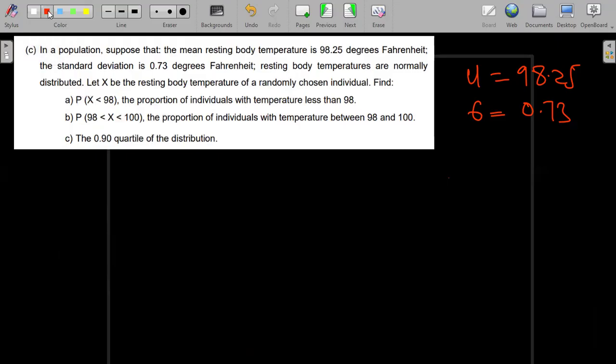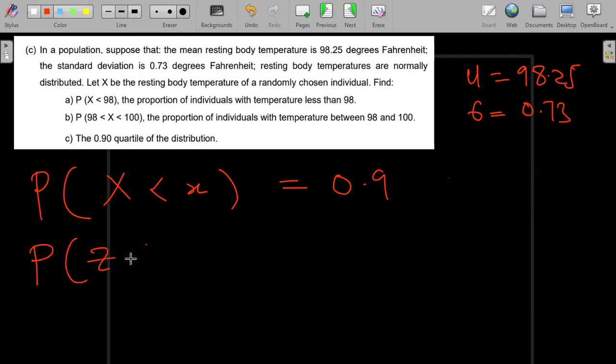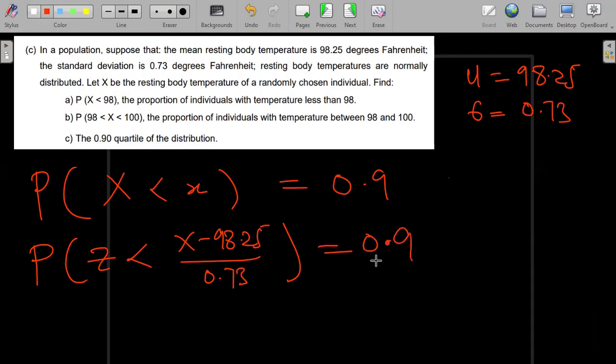The last question says to find the 0.9 quartile of the distribution. So it means that the probability of x being less than a certain number x is equal to 0.9. Let's standardize this. We get z less than (x minus 98.25) over 0.73 equals 0.9. So we're just looking for the z-score that will give me the probability of 0.9.